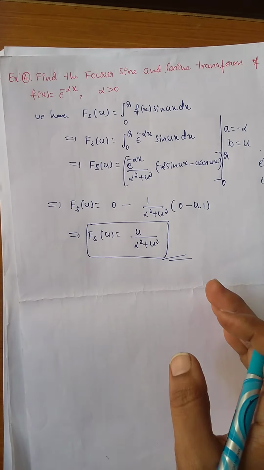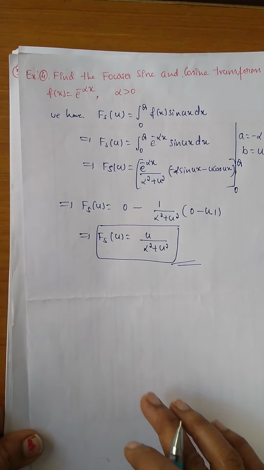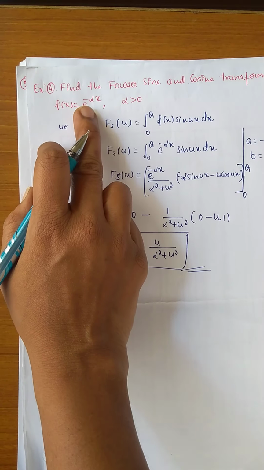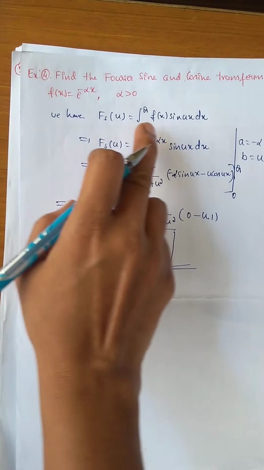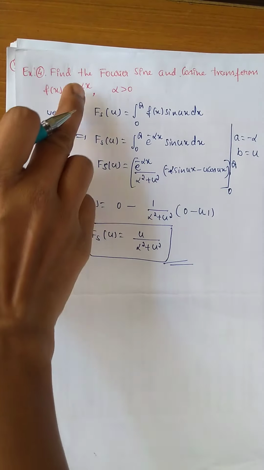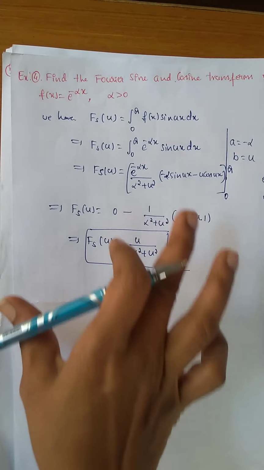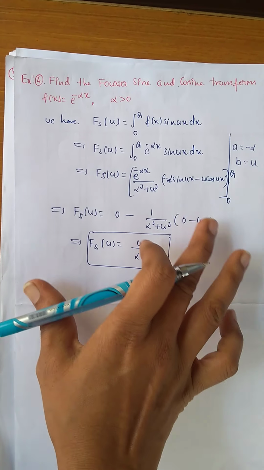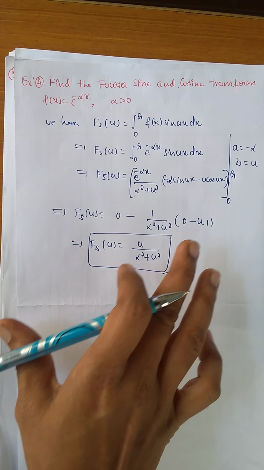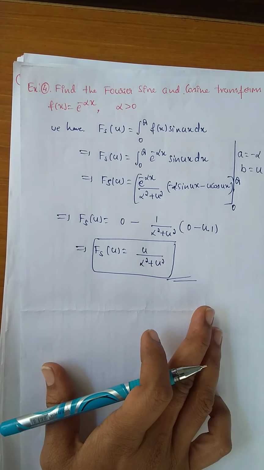Just apply upper and lower limit, we will get the Fourier cosine transform. In exam, suppose in place of alpha you have any constant, substitute the given constant terms and simplify. In place of alpha they may ask 2, 3, 4, any number. Same procedure, same standard formula, we should integrate. In place of alpha we should take the given constant value, then evaluate the problem.